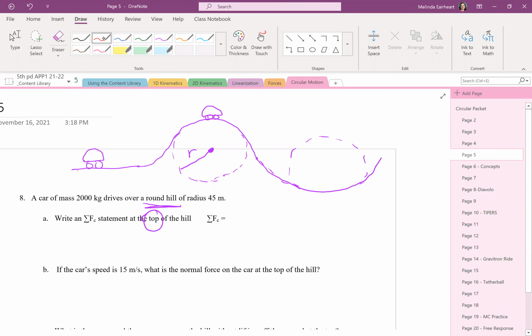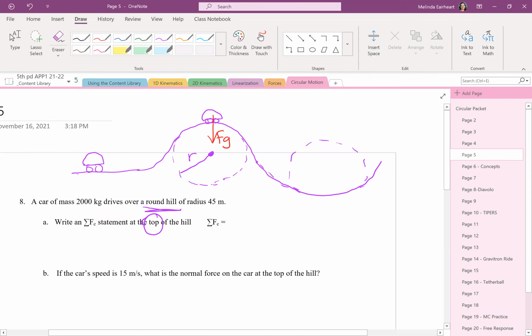Uh-oh. Can't forget the every time force. It has mass, so it has gravity. Gravity always acts down. And so we've got this downward gravity, gravitational force, Fg, right? What else? Car on the road? There's a normal force.